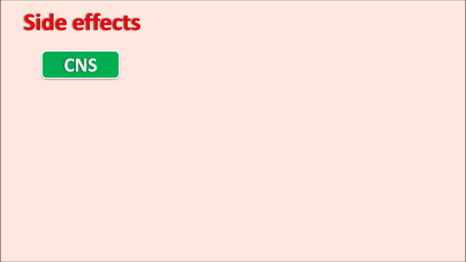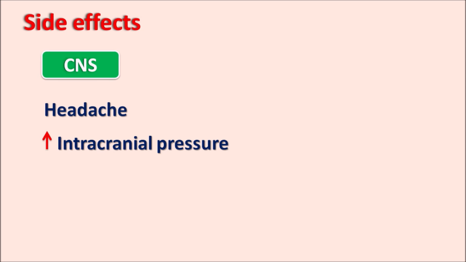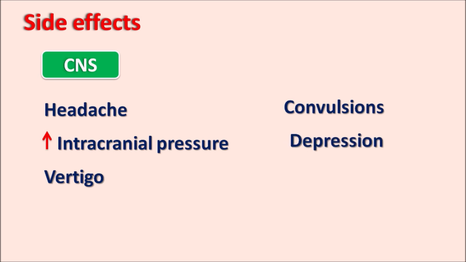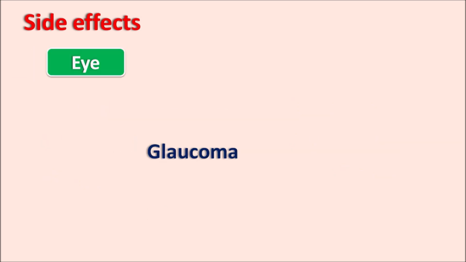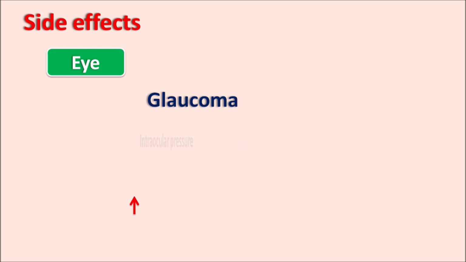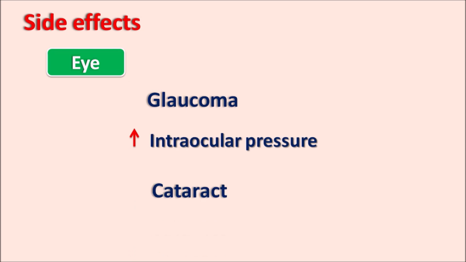Similarly, its effect on the CNS. It can produce headache, it can increase intracranial pressure, some vertigo, reeling sensations, convulsions, depression as well as hallucinations. All these side effects can be observed on the central nervous system. On the eye, it can produce glaucoma, it can increase intraocular pressure, it can precipitate cataracts, and it can even produce ocular perforations because of any herpes simplex infections.